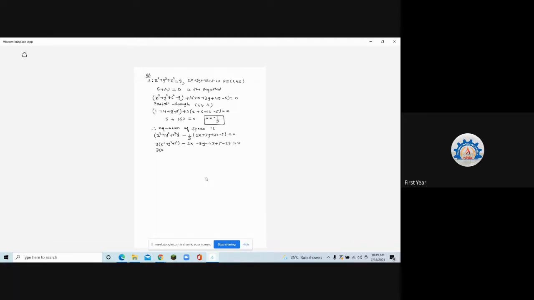Final answer is this: 3(x² + y² + z²) − 2x − 3y − 4z. How much is this? Minus 22. So that's your equation of the sphere in the required form. If you want, you can divide this by 3 also, or keep it this way only, but you have to find the constant. That's the answer.